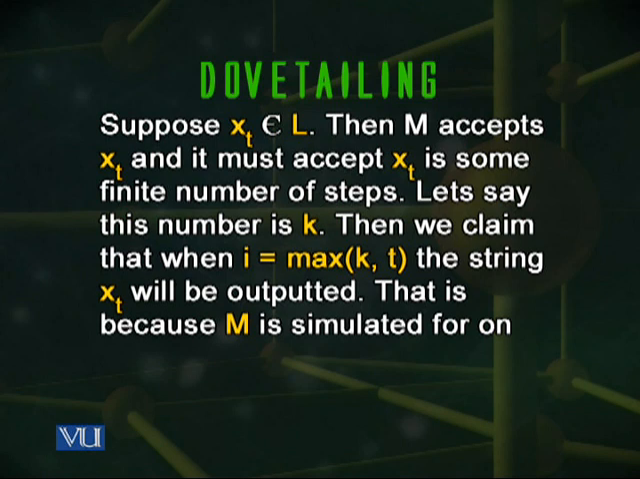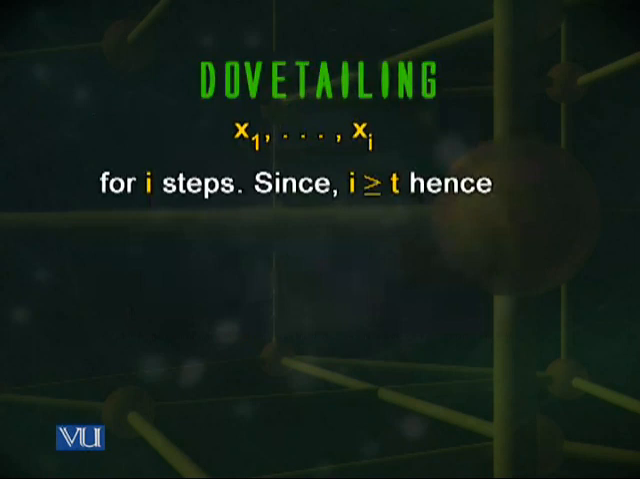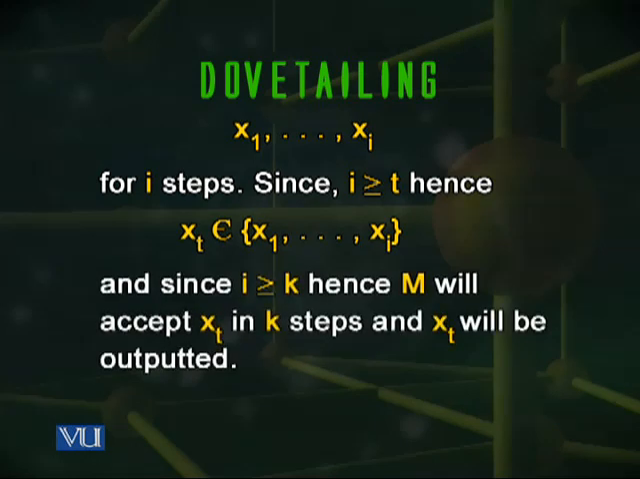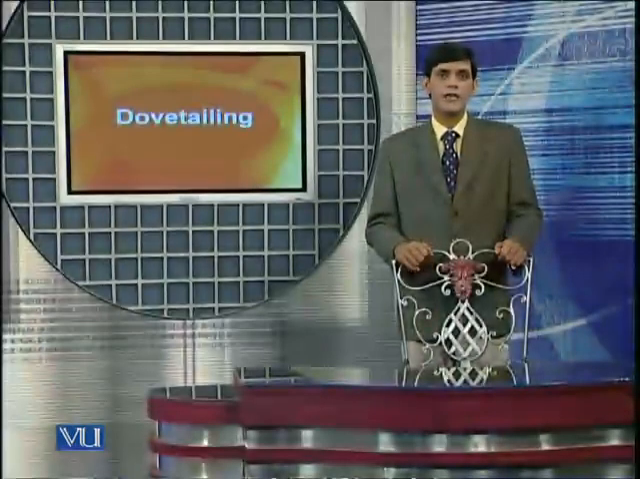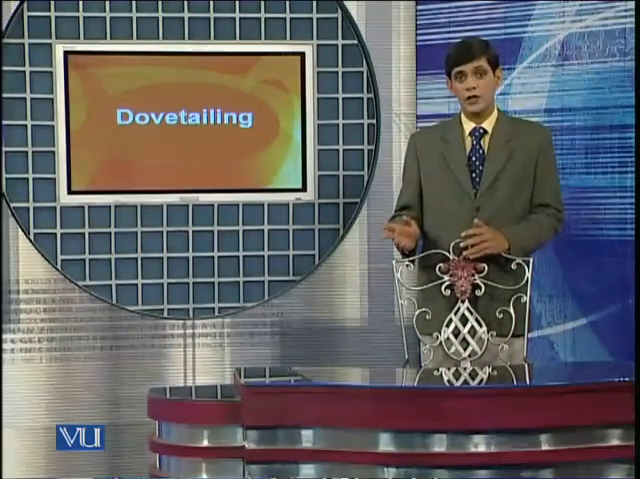Well, this is because M is simulated on the strings x1 up to xi in the ith step, and since i is greater than or equal to t, hence xt happens to be one of these strings. So M will be simulated on xt for i steps. Also, since i is greater than or equal to k, hence the machine M will accept the string xt in k steps. So when i reaches this value, then xt will be outputted by this machine. So we've just realized that all strings in the language will be eventually enumerated by this enumerator.